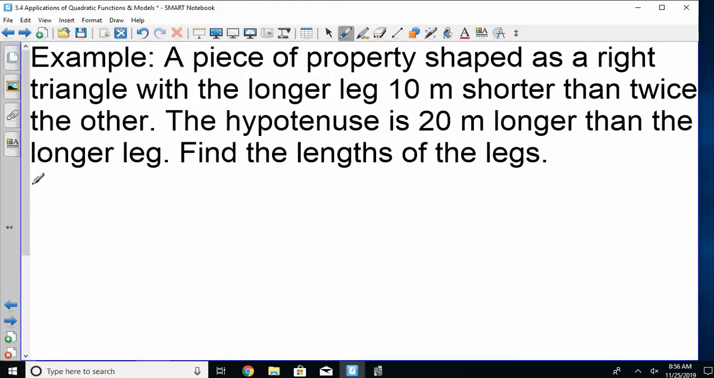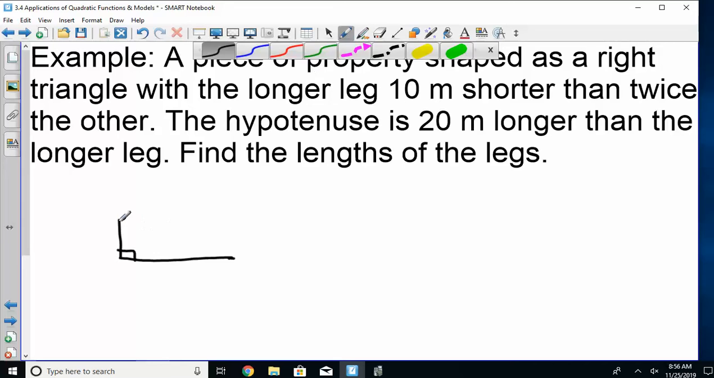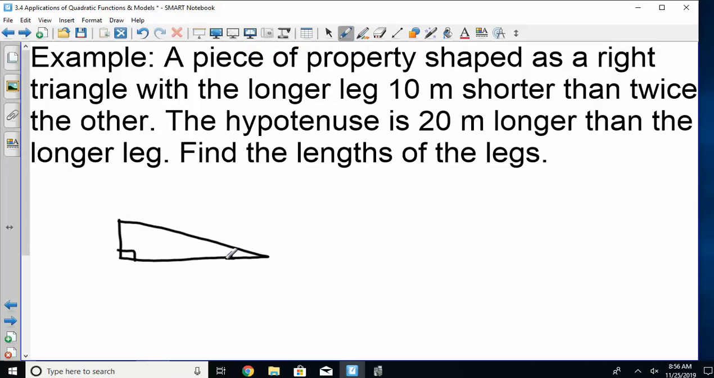A piece of property shaped as a right triangle. So right now, what should you do? Draw a right triangle. Okay. With the longer leg, my triangle doesn't really have a long leg and a short leg. I'm going to alter my triangle a little bit. Make sure one side looks longer than the other. There we go.